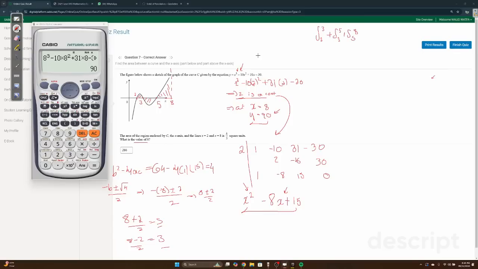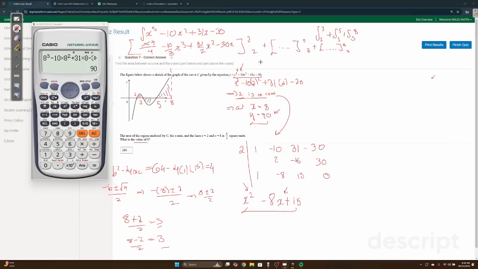Let's go. I want the integral of x cubed minus 10x squared plus 31x minus 30. Let's solve it over here. It becomes x to the 4 over 4 minus 10 over 3 x cubed plus 31 over 2 x squared minus 30x. So, what are our bounds? We're going to do from 2 to 3, from 3 to 2. And then we're going to do plus whatever from 5 to 3, and then plus whatever from 8 to 5.